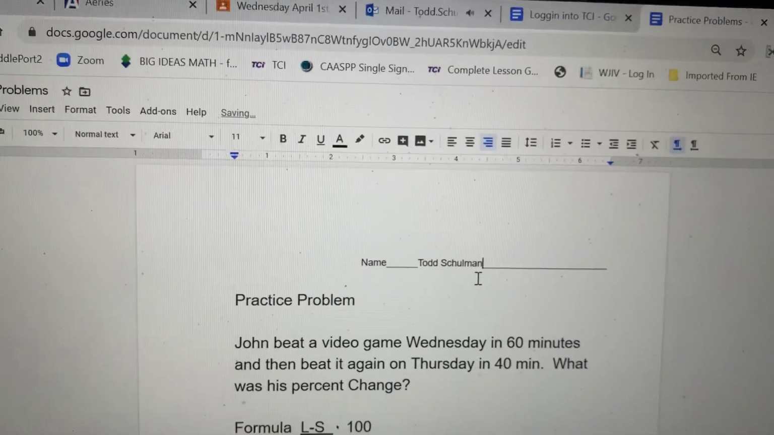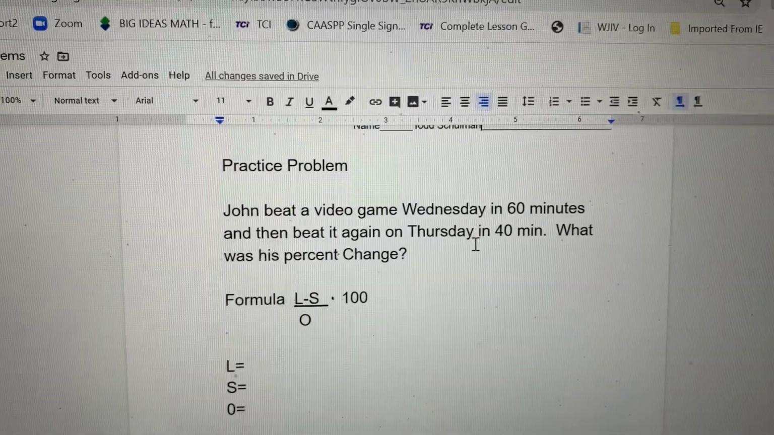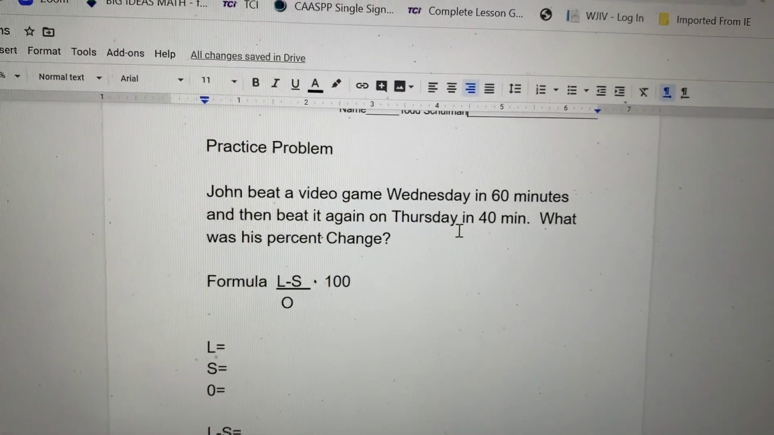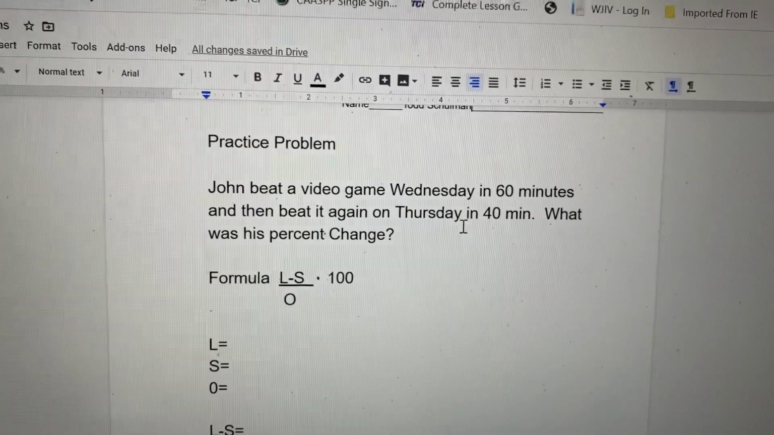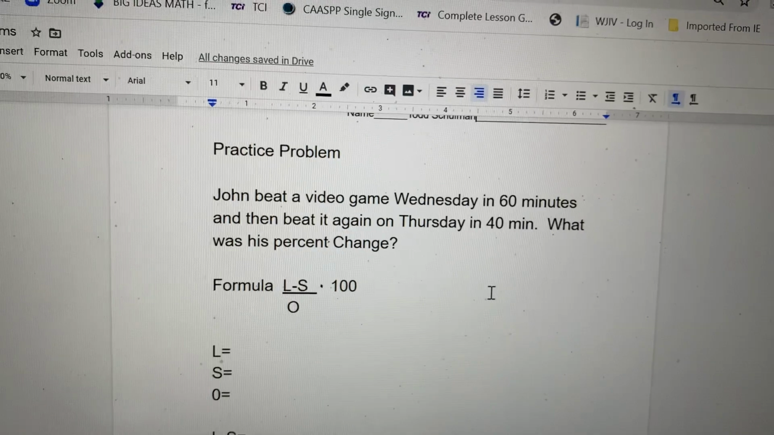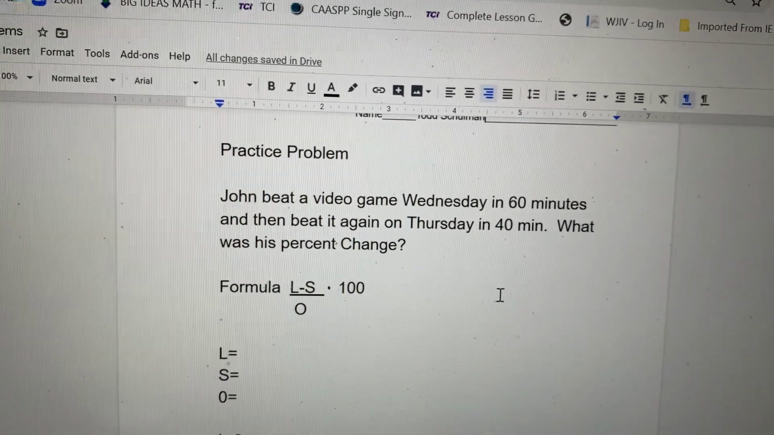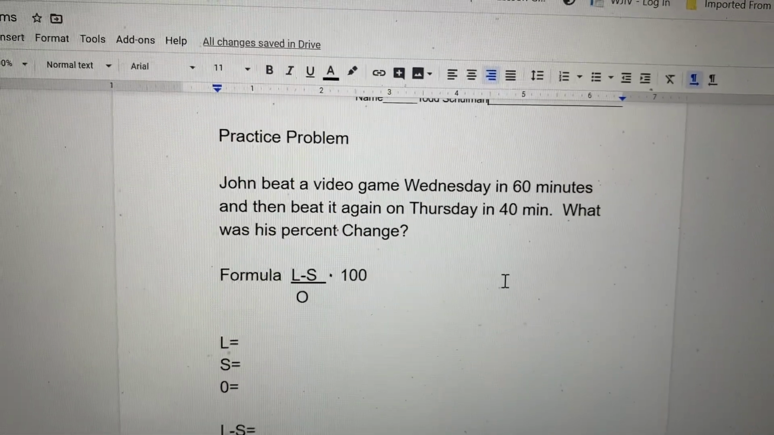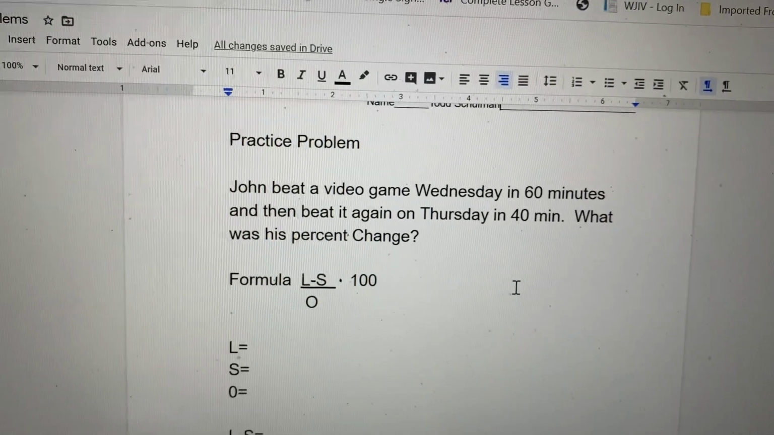Now that I've done that, I'm going to try to solve the problem. As I scroll down, I'm going to read my problem. John beat a video game Wednesday in 60 minutes, and then beat it again on Thursday in 40 minutes. What was his percent change? Well, as you can see, I've listed the formula for you, L minus S over O times 100.